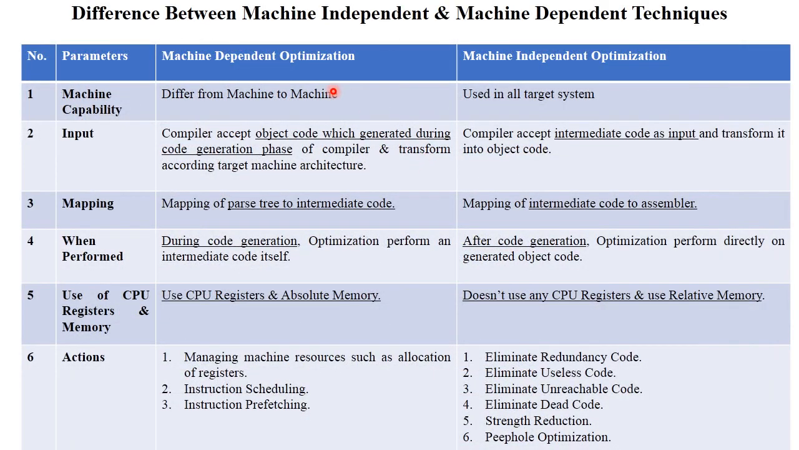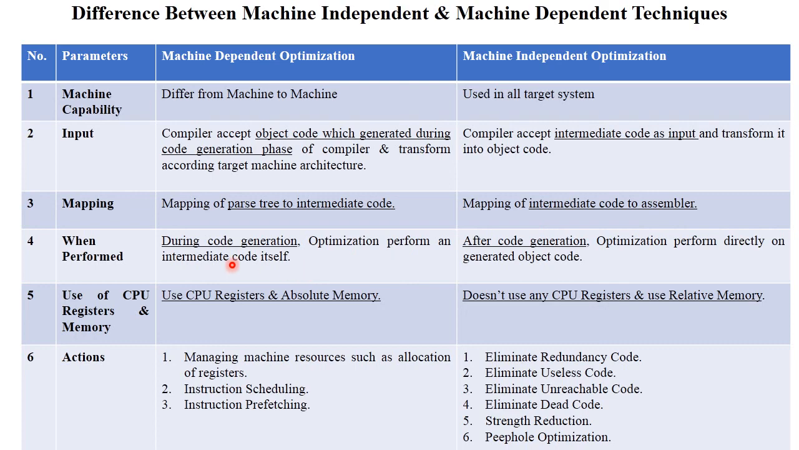This is the difference between machine dependent and machine independent optimization techniques. Machine dependent optimization depends on machine capability, which differs from machine to machine, and the machine independent technique is used in all target systems. Machine dependent optimization accepts as input the object code generated during the code generation phase, and the machine independent technique has intermediate code as input. In machine dependent there is a mapping of parse tree to intermediate code, and in machine independent there is a mapping of intermediate code to assembler.